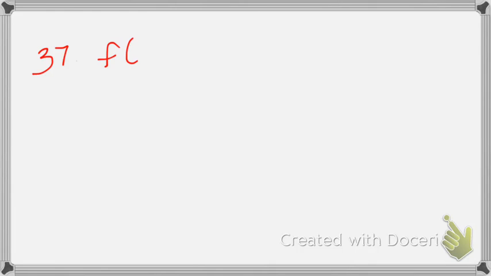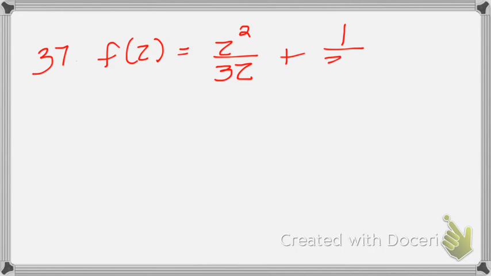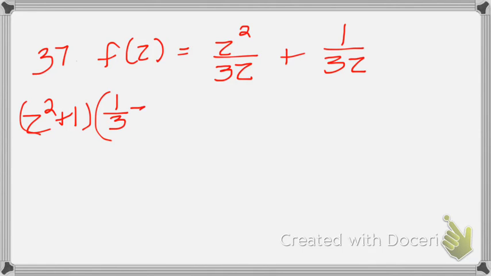Alright, 37. So again, I'm going to rewrite it as z squared over 3z plus 1 over 3z. If you do want to bring this one up and rewrite it, you're going to have to make it 1/3 z to the negative 1, because the 3 is on the bottom, so it could have a negative 1 power, but you don't know how to find the derivative when the 1/3 and the z have the negative 1 power. So I would leave it like that.